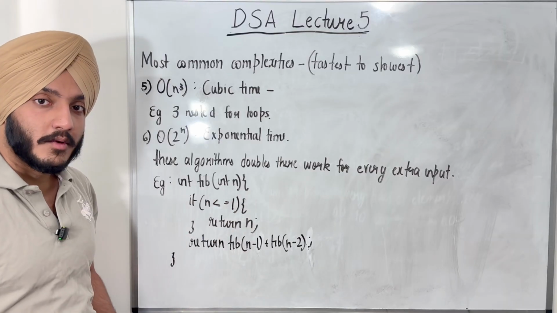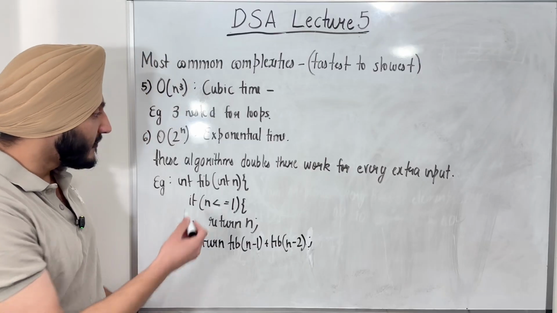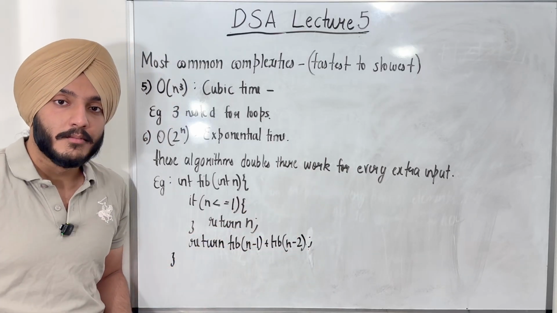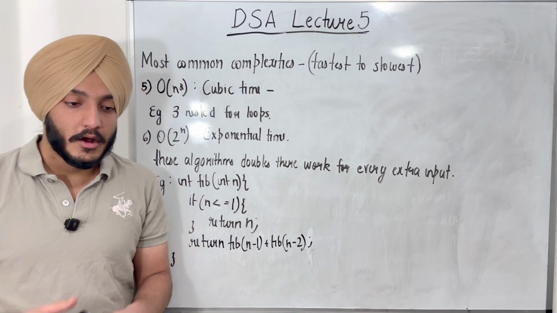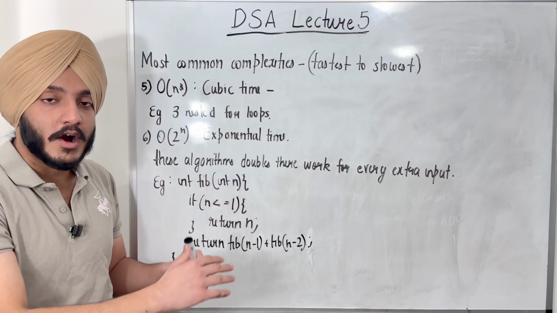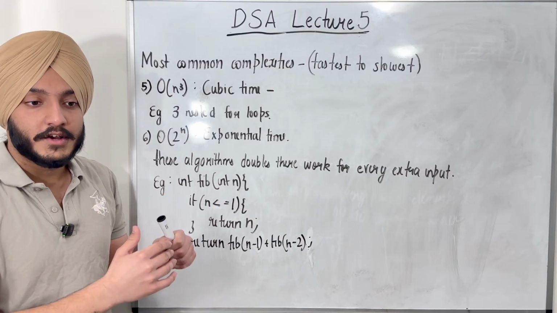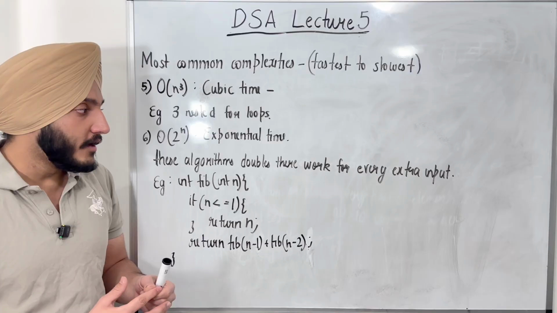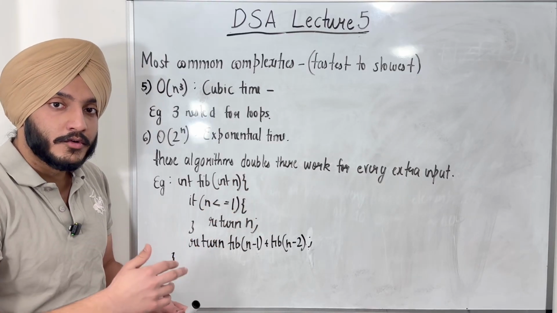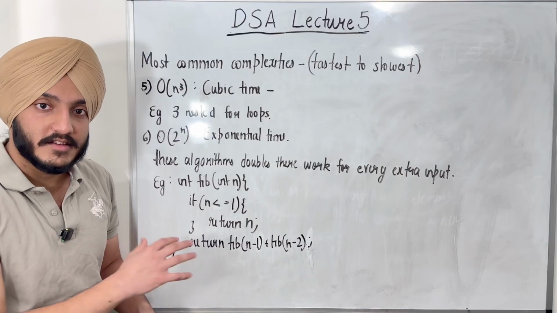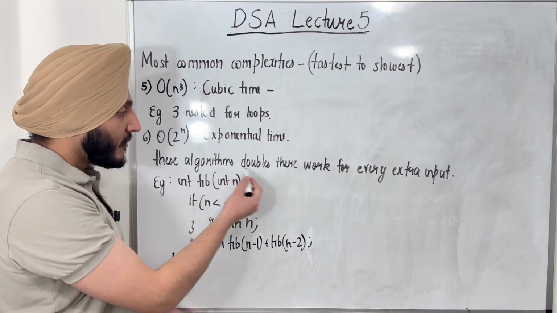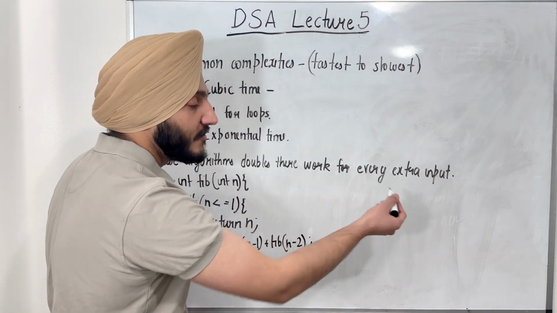Now this is important to understand, right? The point is that this algorithm doubles its work for every extra input. Now if you remember log n, right? Log n was reducing its work by half, or I should say by a constant factor, right? But this algorithm is doing the opposite of log n time. So the algorithm doubles its work for every extra input.